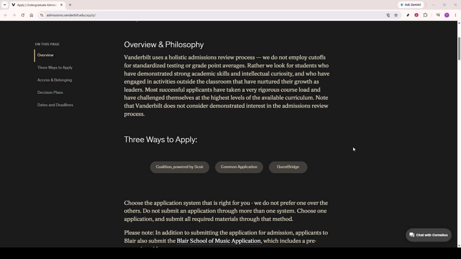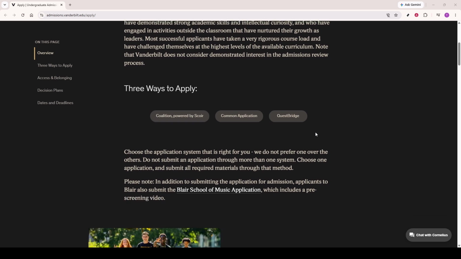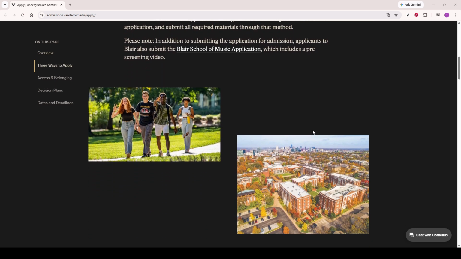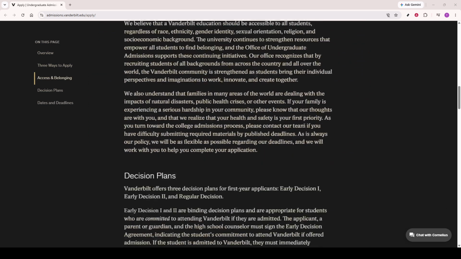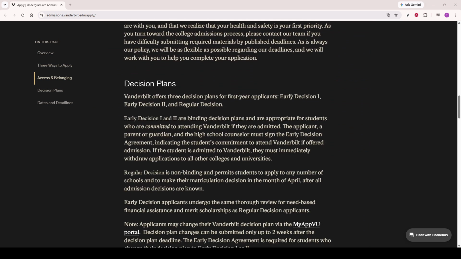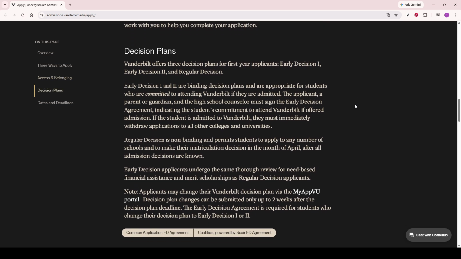Next, select your decision plan. You can apply through Early Decision 1, Early Decision 2, or Regular Decision. Early Decision 1 is a binding option with a deadline in early November. Early Decision 2 is also binding, but the deadline is in early January. Regular Decision is non-binding, and the typical deadline is January 1st. Before choosing, make sure you understand the commitment level, especially for either Early Decision option.